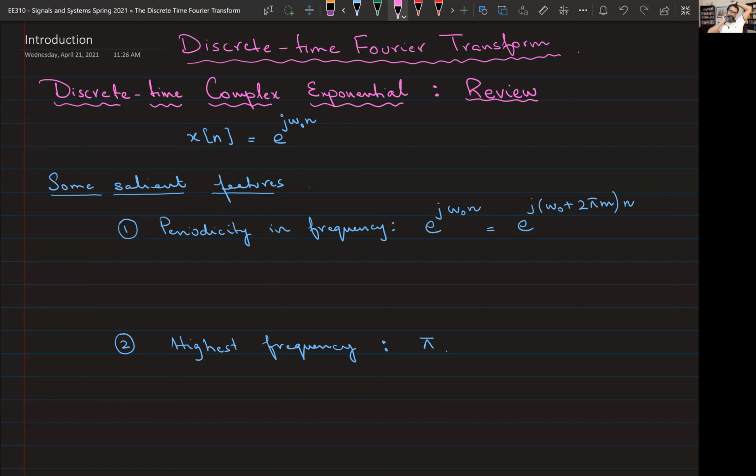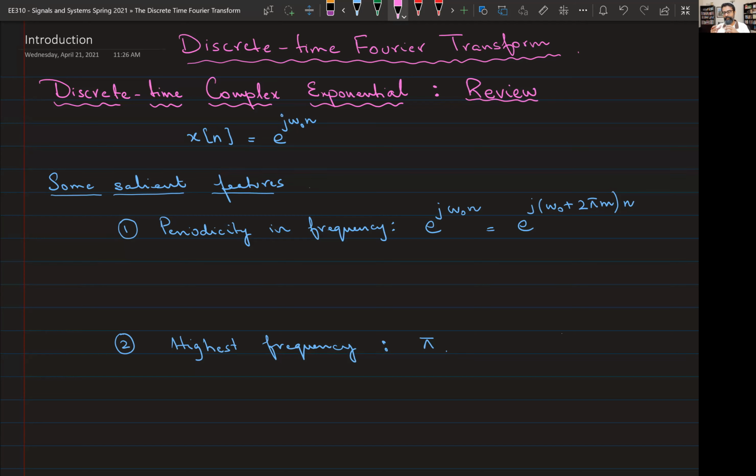All right, so we're going to start our discussions today on something called the discrete time Fourier transform. We're already familiar with the continuous time Fourier transform. The DTFT, which is the acronym we're going to use for discrete time Fourier transform, is just the Fourier transform which is applicable to discrete time signals, right? But there are some fundamental differences from the continuous time. And all of those differences actually stem from the fact that complex exponentials in discrete time are slightly different.